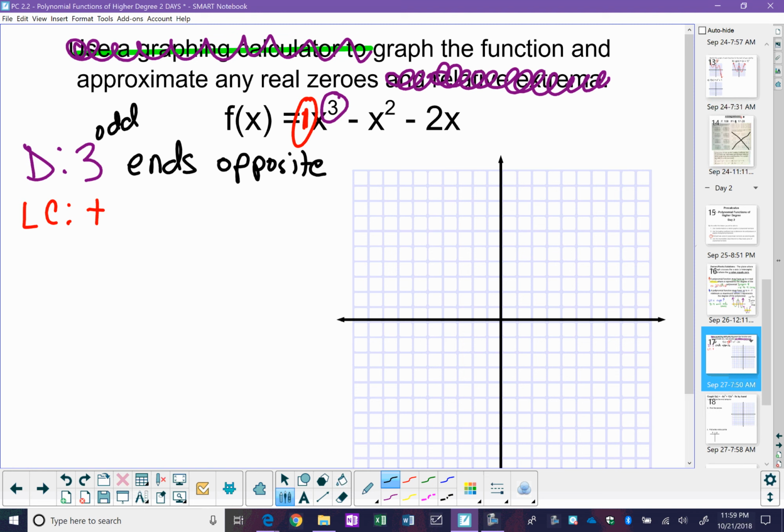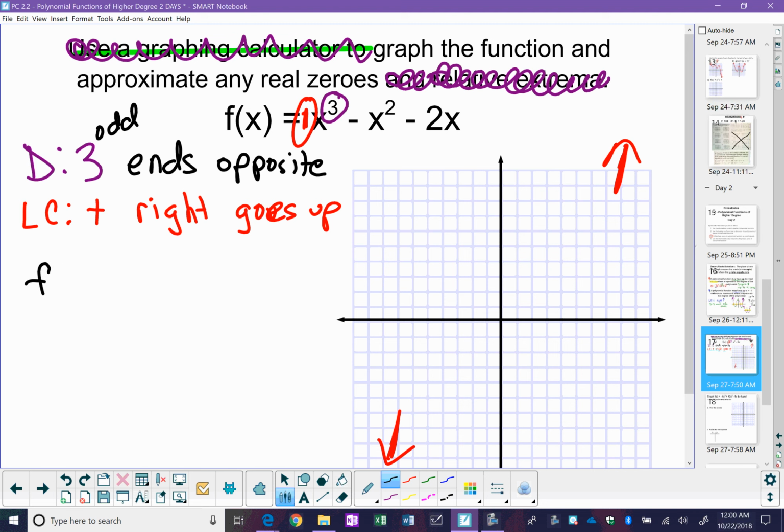Okay, but the leading coefficient of positive tells me the right-hand side goes up. So I don't know where yet, but we're just going to say it goes up right here for now. And the other end has to be the opposite according to the degree. So I know this is what my ends would look like, but I don't know where any of those zeros or anything important in the middle is. So we're going to go back to factoring from last section here and actually solving this.